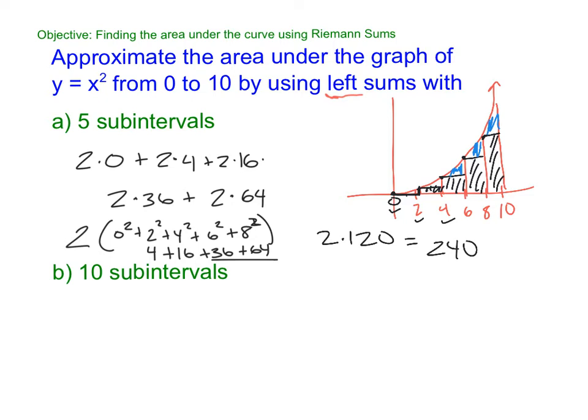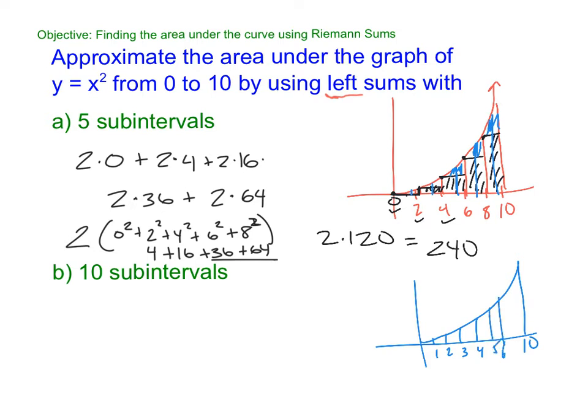So what would it be with 10 intervals? So we're going to add in all the middle ones, right? Now what's the width if we're adding in all of them? If we're going from 0 to 10, and we have 10 intervals, 1, 2, 3, 4, 5, 6.